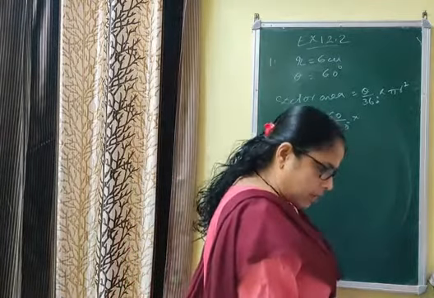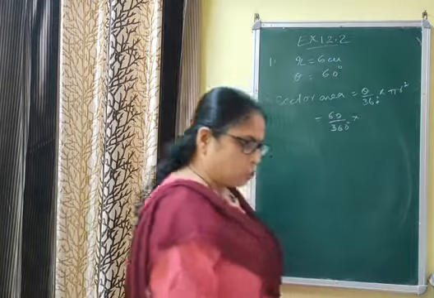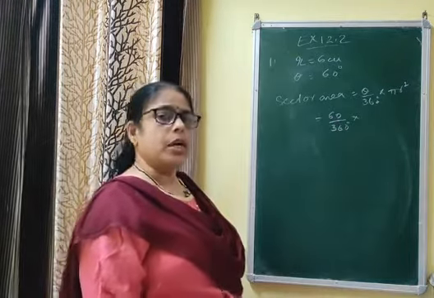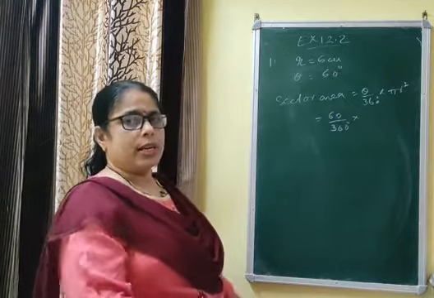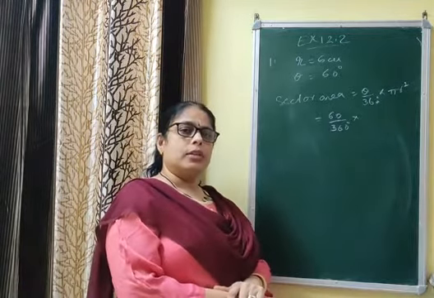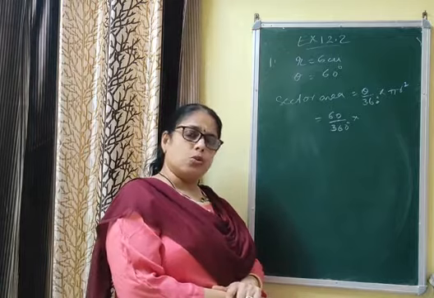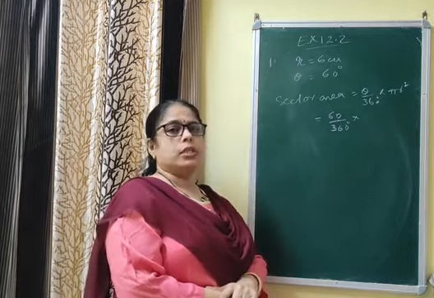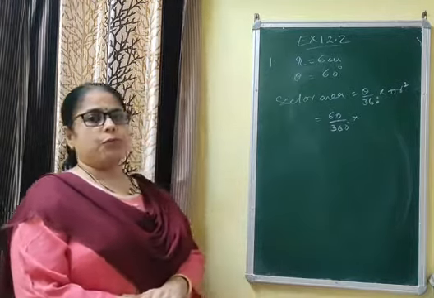Now, sector area is theta by 360, that is 360 by 360 into, you are given, unless stated otherwise, use pi equal to 22 by 7. Unless it is told otherwise, you have to take the value of pi as 22 by 7. In the exam, if you are told to use the value of pi as 22 by 7, you have to use it instead of using 3.14.